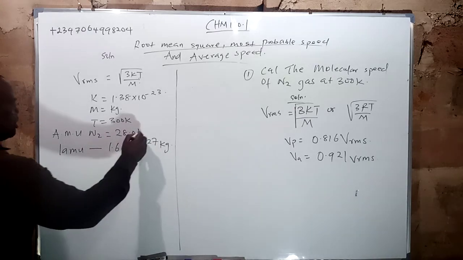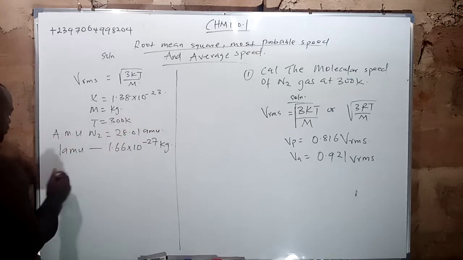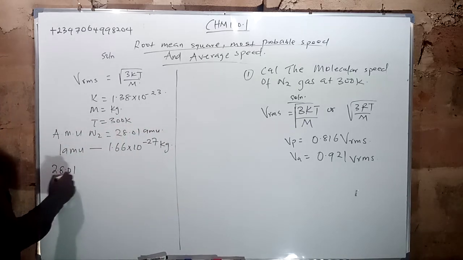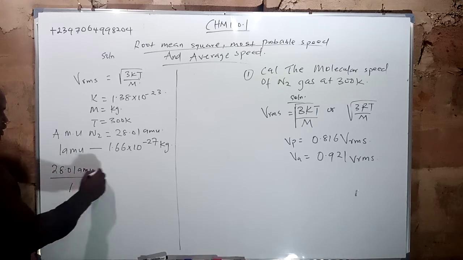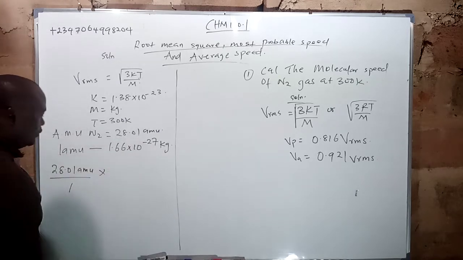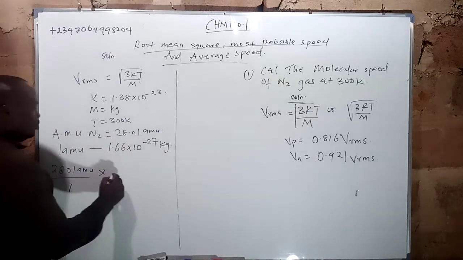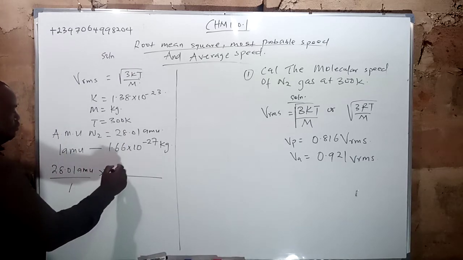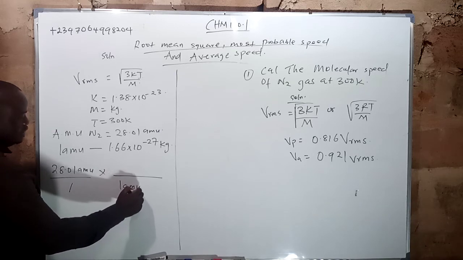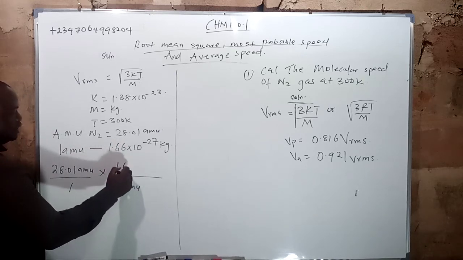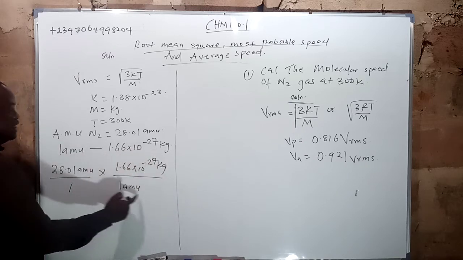Now, remember this is under atomic mass unit. So look at it. You will start with the one given, 28.01 atomic mass unit all over 1 times. Now this is the conversion factor. You want to move from here to here, so all you need to do is place this one at the bottom. So here is 1 atomic mass unit, and this is the conversion 1.66 times 10 raised to the power minus 27.